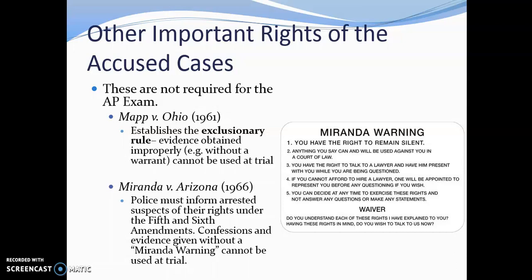The argument was that not everybody knows their rights. Not everybody has finished school. Not everyone paid attention in school. Not everyone learned these things in school. And to assume that Americans just know their rights is an incorrect assumption. So the police need to tell you that you don't have to speak and you can ask for an attorney. That's called your Miranda warning.